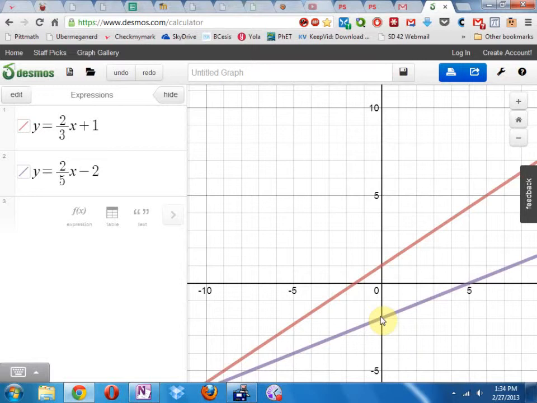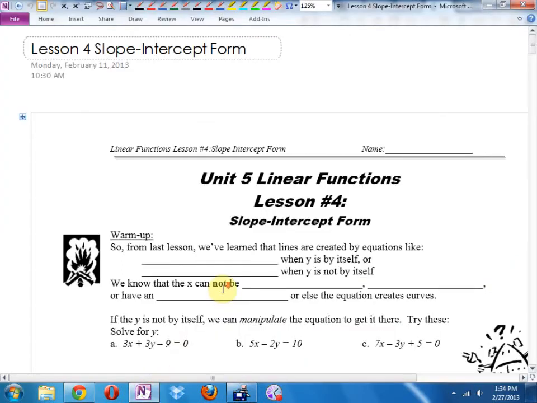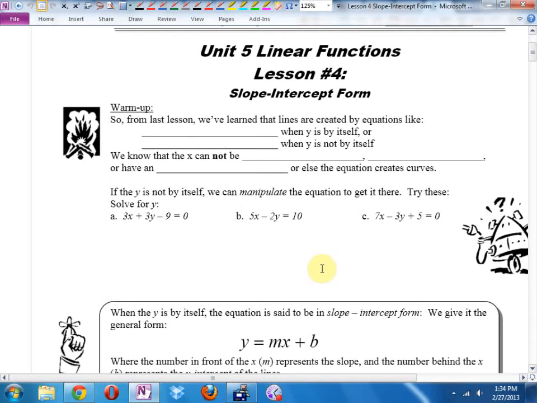Slope-intercept form says, look, if you take an equation and you know it's a line, Ashley, no curves, and you get the y by itself, the x coefficient is your slope. The constant term is your y-intercept. In fact, it looks something like this. So far, from last lesson, we've learned that lines are created by equations like y equals 3x minus 1 when y is by itself, or like 2x plus 4y minus 7 equals 0 when y is not by itself.